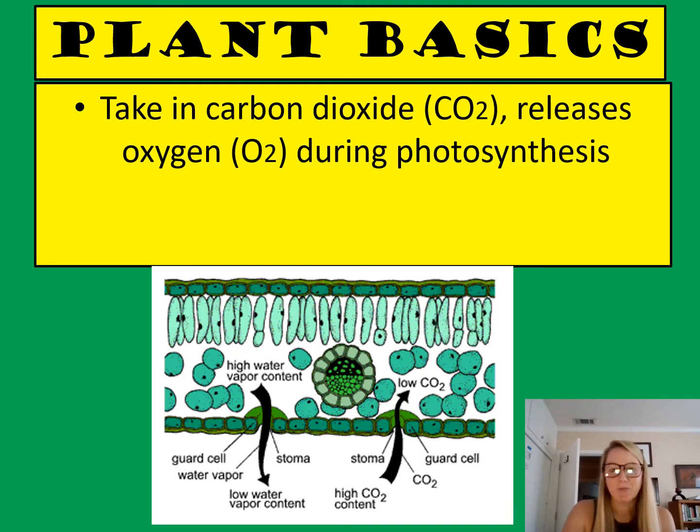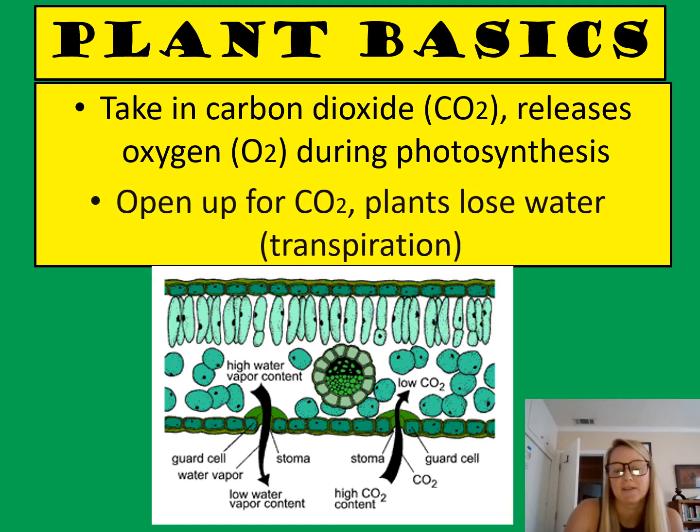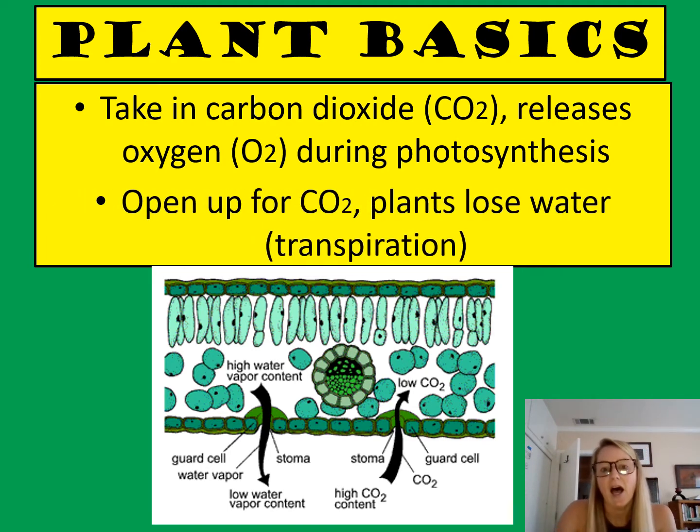Before we begin with the lab, I thought I would just review some of the basics on plants and plant anatomy. So you obviously probably know that plants perform photosynthesis. They take in carbon dioxide and they release oxygen during the process of photosynthesis. However, you might be asking yourself, well, how do they do this? Well, in their leaves, they have these little pores, and the pores are called stomata. So these pores will open and close.